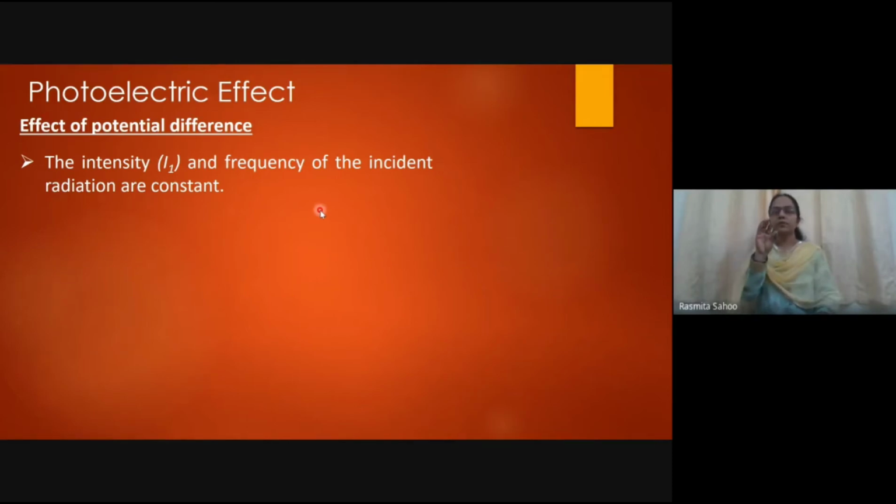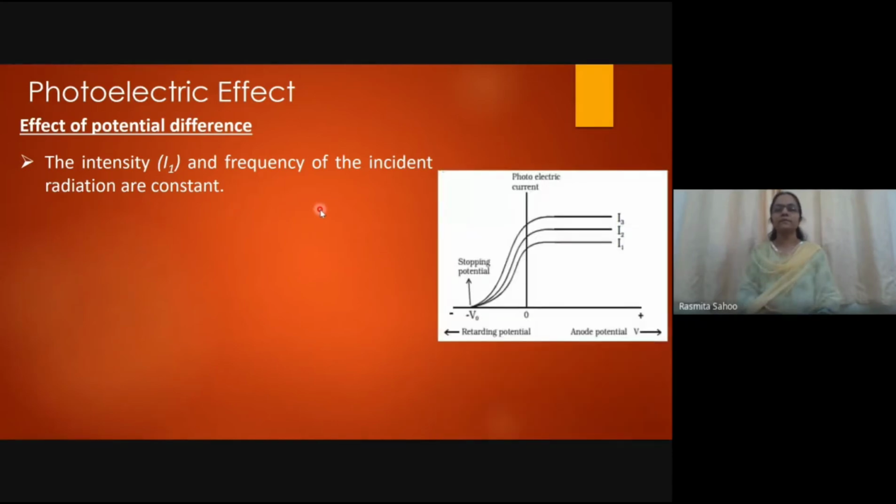Now the only parameter they are changing is the potential difference. While changing the potential difference, they are observing what the changes are in the photoelectric current. This is the plot for I1. Initially they kept the intensity at I1, and at I1 intensity, changing the potentials, how the current is changing.